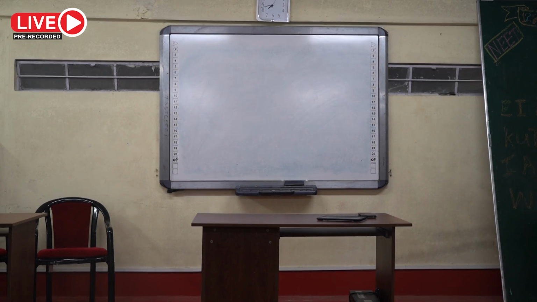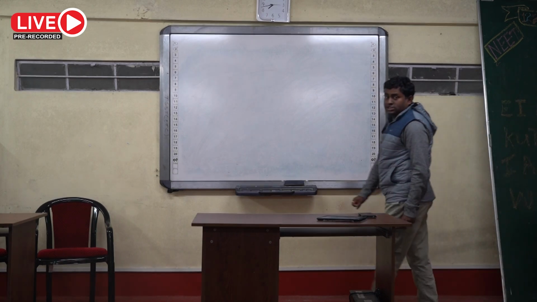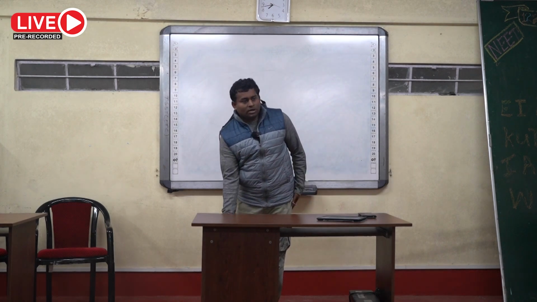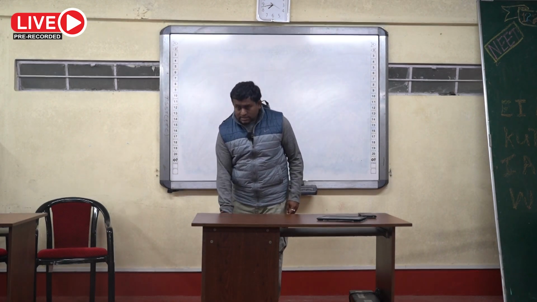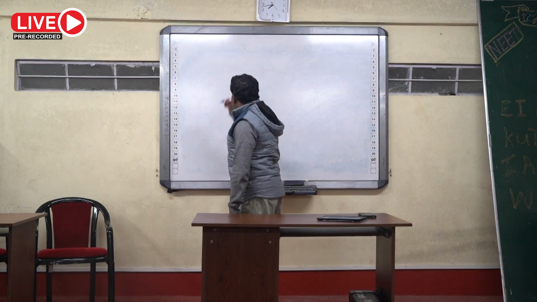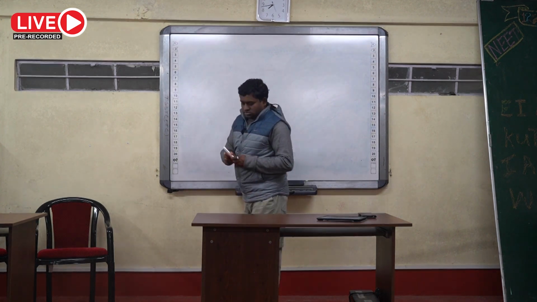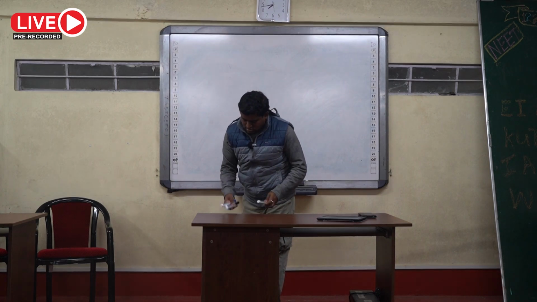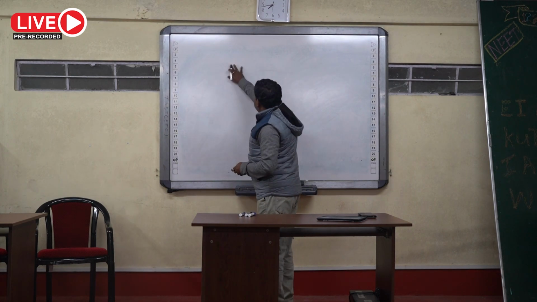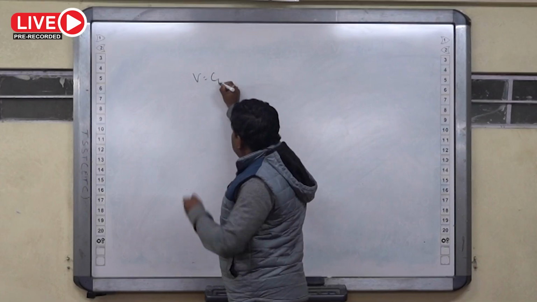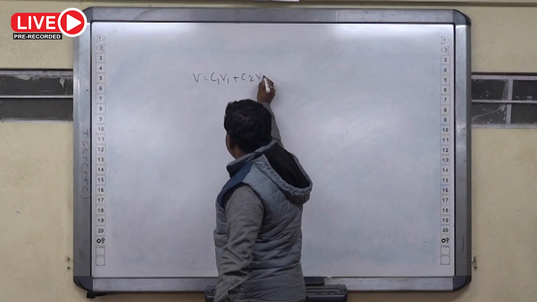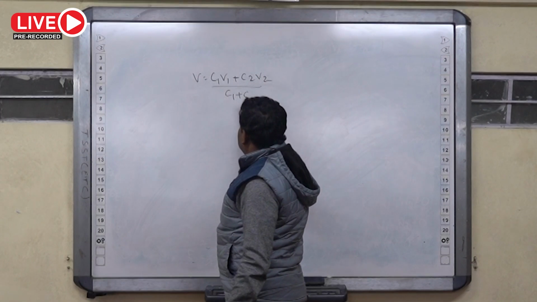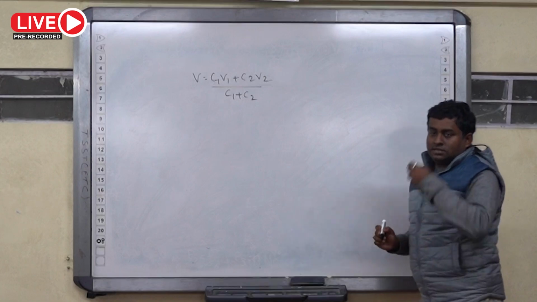See, whenever they are joined in this way, both the capacitors are parallel to each other. So in parallel combination of two capacitors, what is the common potential? V equal to C1 V1 plus C2 V2 by C1 plus C2. But now join the diagram first. Just complete the diagram.